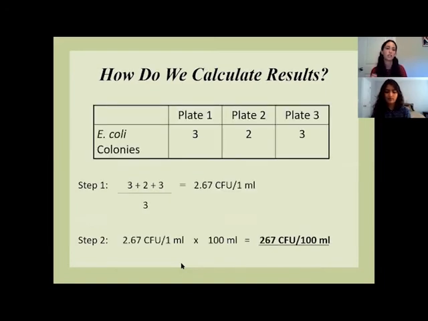So let's do it with some real numbers. Those plates that we saw at the beginning were 3, 2, and 3. So that's gonna be 3 plus 2 plus 3, that's 8, divided by 3, and that's going to be 2.67 colony forming units per 1 milliliter. And then you're going to take that 2.67 and multiply it by 100 milliliters, and then you're going to get 267 colony forming units per 100 milliliters. And that is your final result from that sampling session.